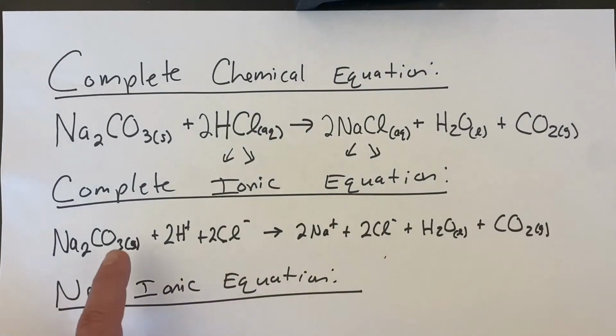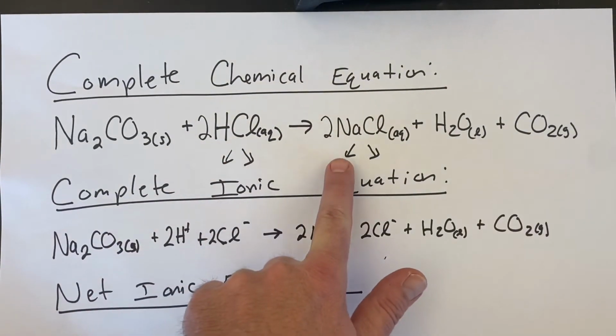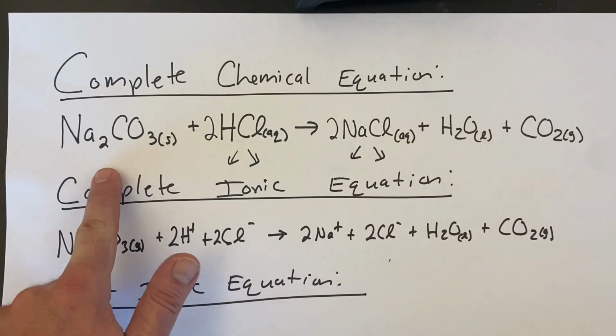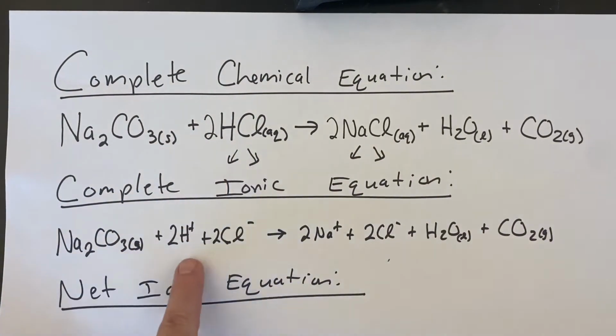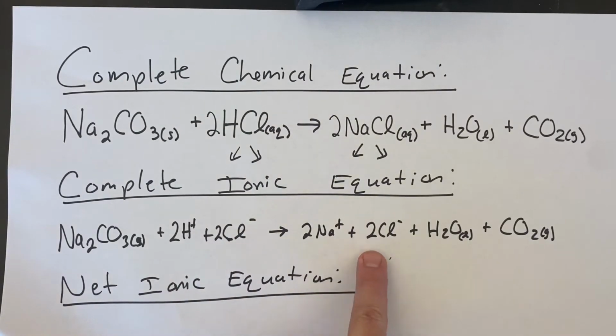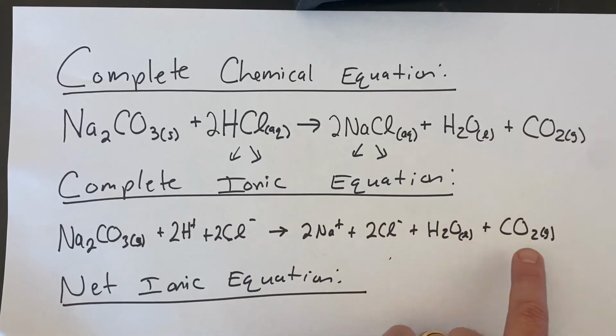For the complete ionic equation, I split up both of the aqueous compounds. This was a solid, so I did not break it up. It actually was together when I started, and the hydrochloric acid was split up, and the sodium chloride was also split up. The water, which is a liquid, we left together, and the carbon dioxide gas, which were those bubbles, also stayed together.